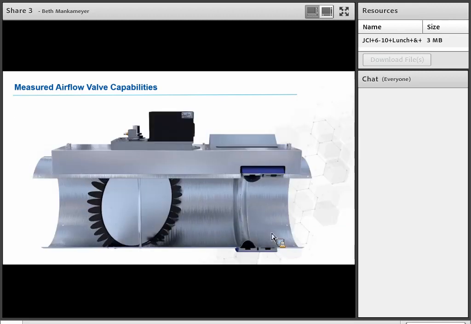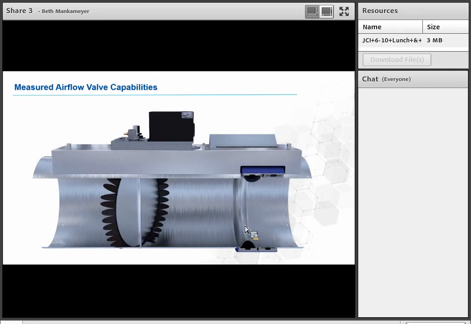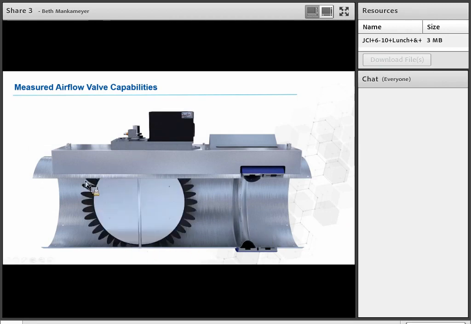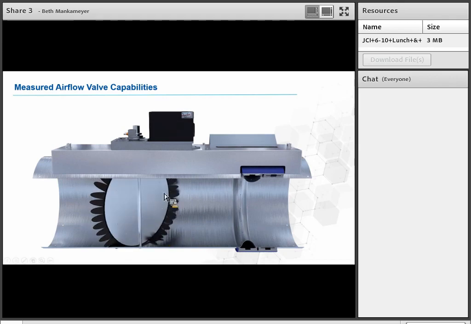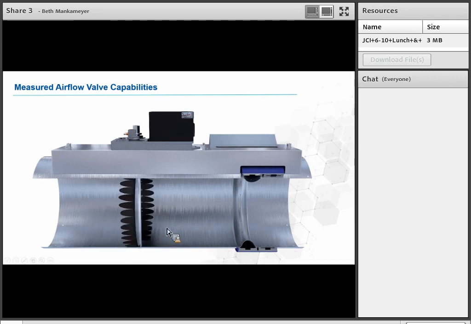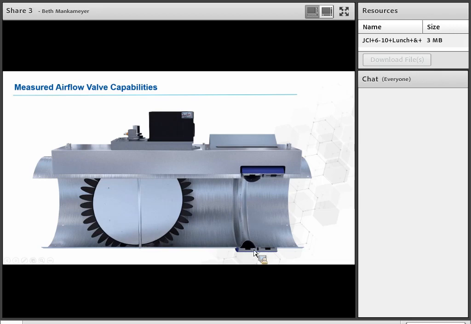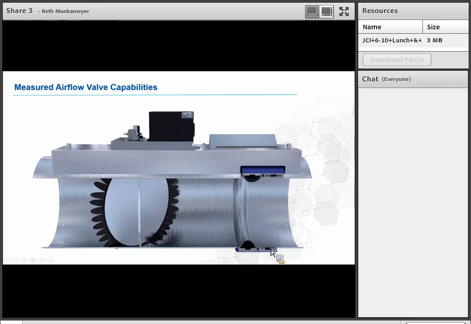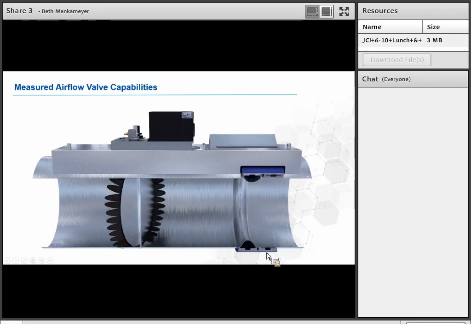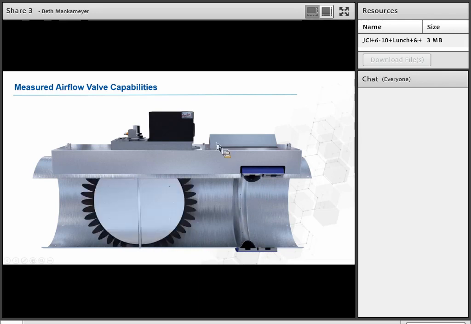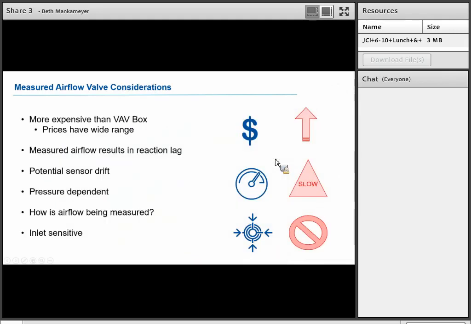So here's another animation showing one of these types. This type, in order to help with the turn-down ratio, does have air fins that compress against the shell in order to have precise control over the low and high ends. And as mentioned, this one does have two pickups that take a differential pressure reading in order to take that airflow measurement.